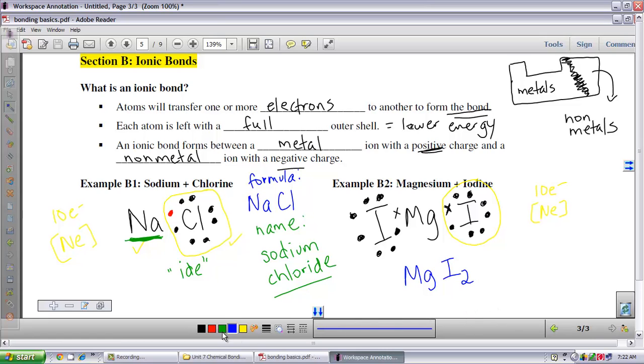Alright, so let's look at our name. The first one keeps the same name, magnesium. The second one has an "ide" added to the end. So instead of iodine, we're going to say iodide. And that's how you do ionic bonds with cations, anions, and the electron dot formulas.